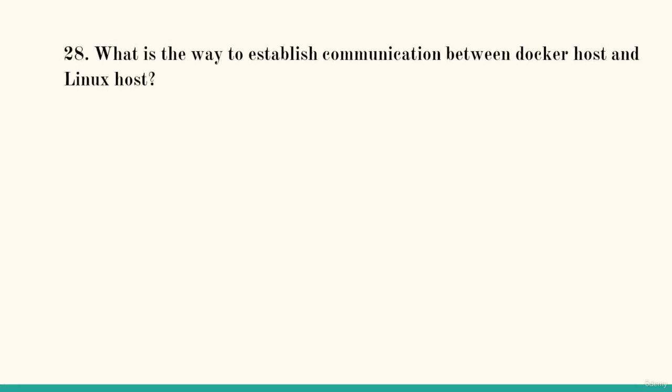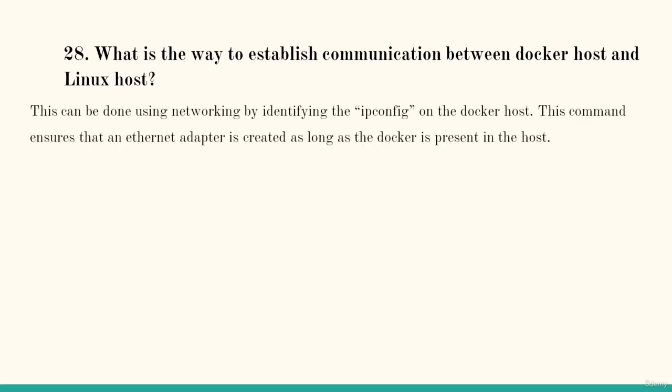What is the way to establish communication between the Docker host and the Linux host? This can be done using networking by identifying the IP config on the Docker host. This command ensures that an Ethernet adapter is created as long as Docker is present in the host.